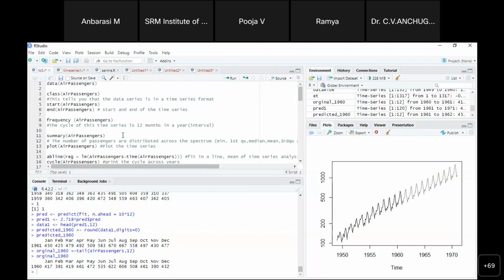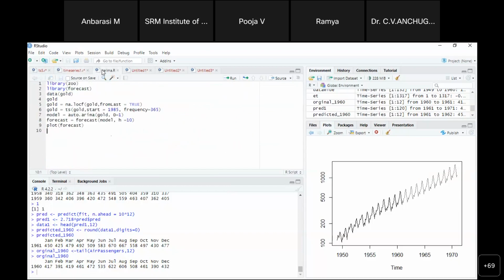This is another data set we have. If you want, I'll give this data set also in Word format. Both documents I have given in Word format. We also have the SARIMA model.